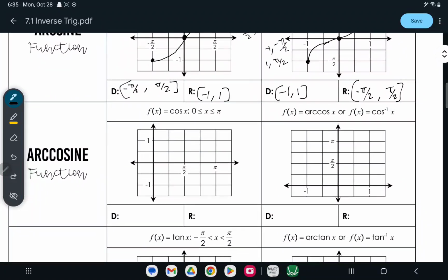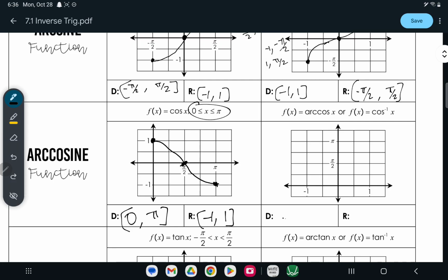Cosine. Let's try the original cosine. At 0, it's 1. At pi over 2, it's 0. And at pi, we're at negative 1. So it looks something like that. Our domain comes from here, from 0 to pi. And the range is negative 1 to 1.